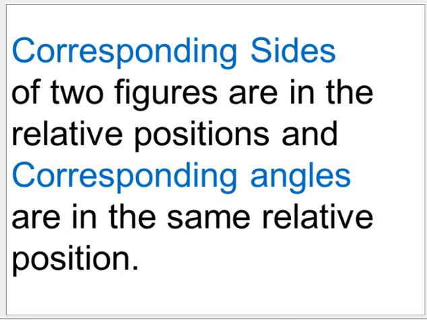So corresponding sides are just sides that match up to each other, and corresponding angles are angles that match up to each other. I'll go ahead and start to talk about that right now. If I had a triangle named ABC and a triangle named DEF, this squiggly line between them says that they are similar. The order of these letters matters tremendously. Because AB is first, it means that DE is its corresponding side. So AB will correspond to DE.